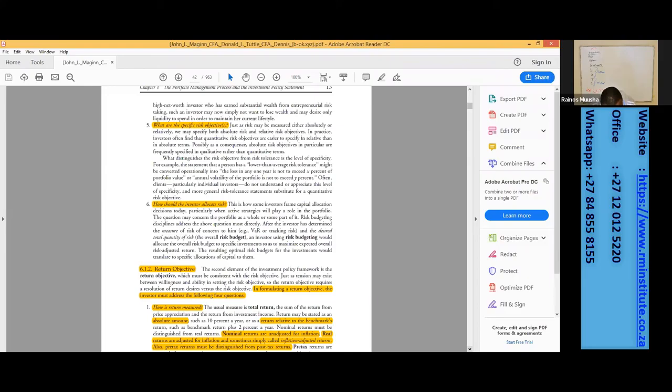Then the sixth question that you're going to be asking is, how should the investor allocate risk? Here they say, this is how some investors frame capital allocation decisions today, particularly when active strategies will play a role in the portfolio. So the question may concern the portfolio as a whole or some part of it.